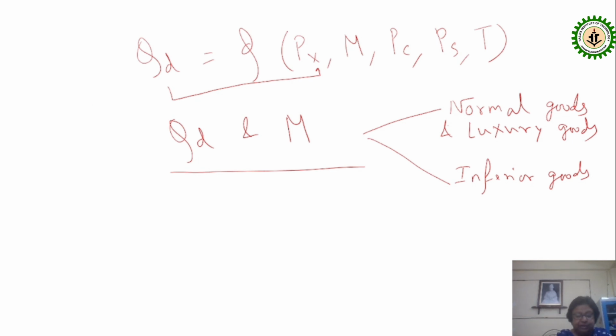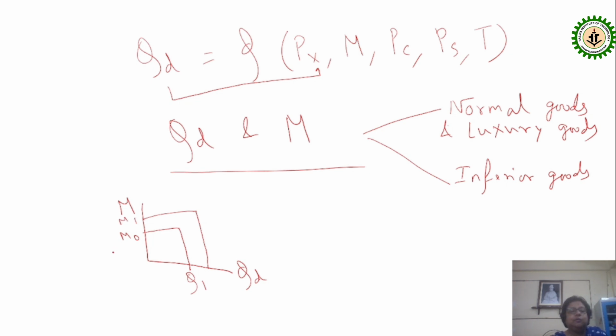So for normal and luxury goods, this is my income and this one is my quantity demanded. Suppose this is my initial income-quantity bundle. M0 is my income level, and at M0 I am purchasing Q1 of a particular good. If my income increases from M0 to M1, I will purchase more, Q1 to Q2. So this is the relation.